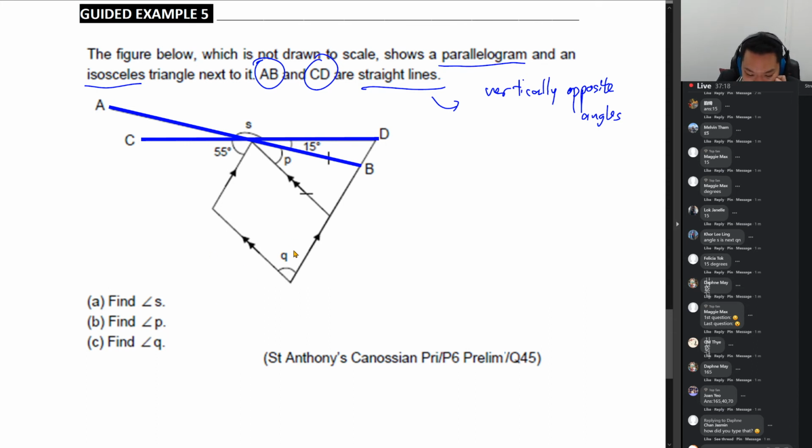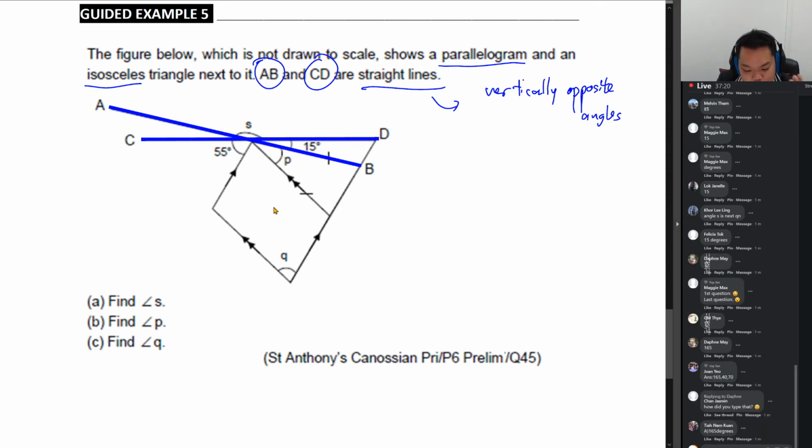Okay, angle S itself is going to be quite straightforward. We want to look at these angles on a straight line, in particular line AB. So to find angle S, this will be 180 degrees minus 15 degrees to give you 165 degrees. So let's just get that out of the way.